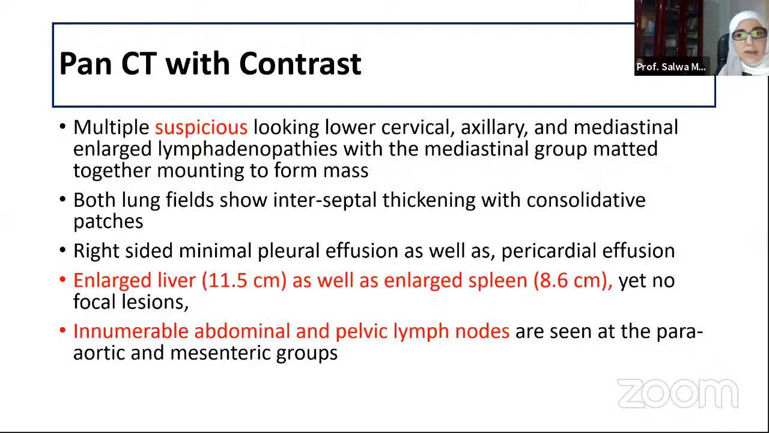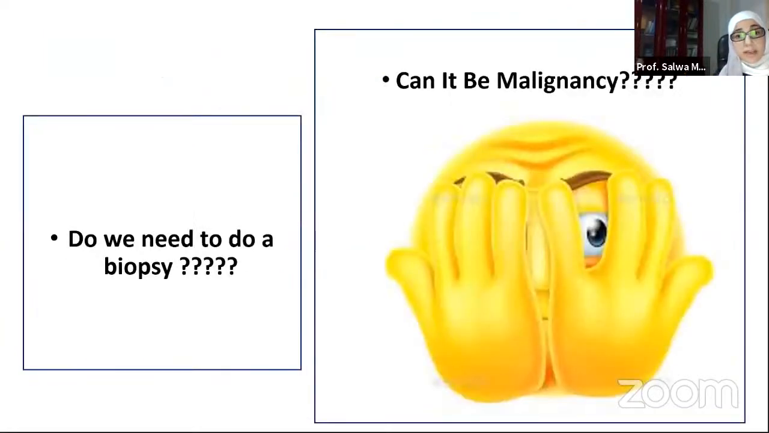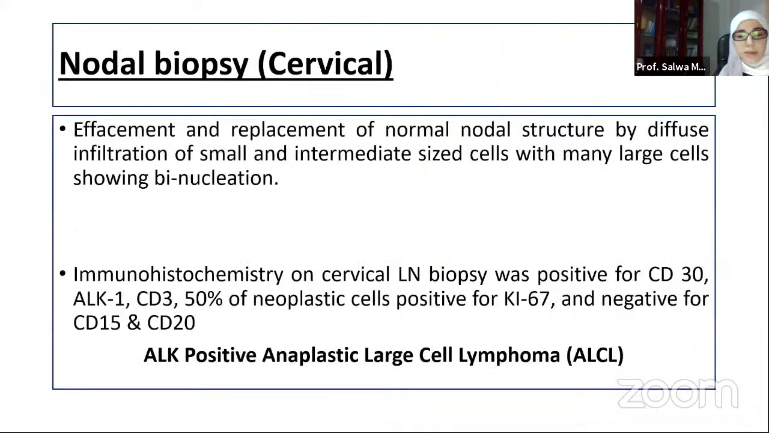To summarize, this patient is a case of fever, recollecting effusion, skin rash, intussusception, now added mediastinal lymphadenopathy, generalized lymphadenopathy, and splenomegaly. And she's with presumed COVID-19 infection, where COVID-19 IgM was weakly positive, and PCR done twice was negative. We started to suspect malignancy, so a biopsy was planned, which is not indicated in the case as suspected. Actually, another biopsy was done, which is shown to be consistent with a muscular syndrome.